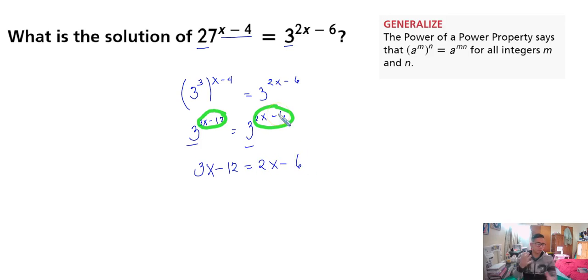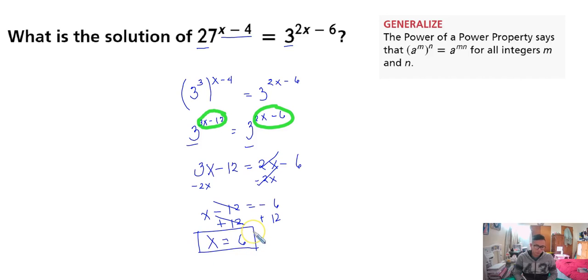Now from there, it's like solving a simple linear equation. So we subtract 2x both sides. This will become x minus 12 is equal to negative 6. I'm going to add 12 both sides. Of course, this will be cancelled, so you have x is equal to 6. Therefore, the solution here would be x is equal to 6. Okay, next.